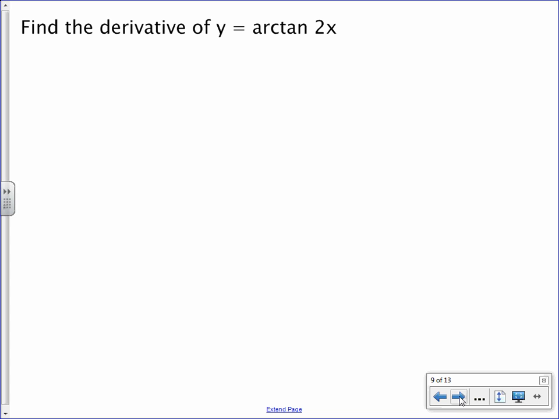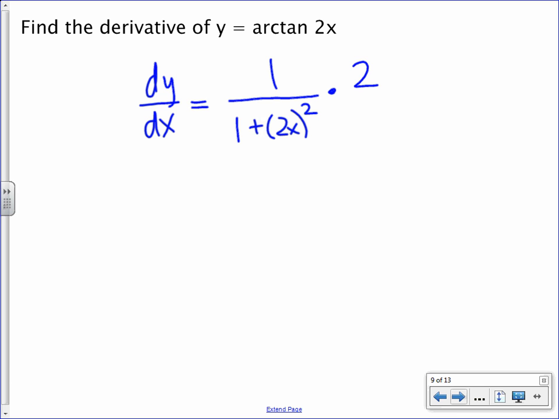When we take the derivative, we have 1 over 1 plus x squared is the rule, right? But right now we have 2x inside. So we're going to take 1 over 1 plus 2x squared times chain rule 2. You put it all the way outside instead of in the denominator. Yeah, that's how we always do the chain rule. The chain rule is always multiplied to the entire thing.